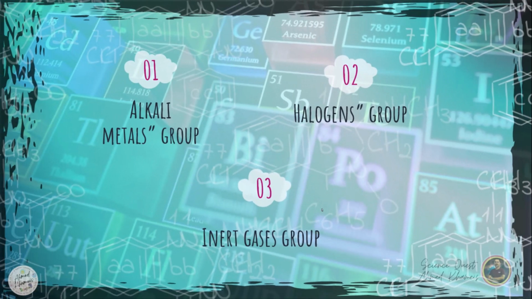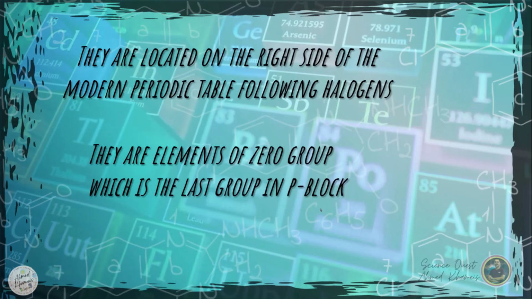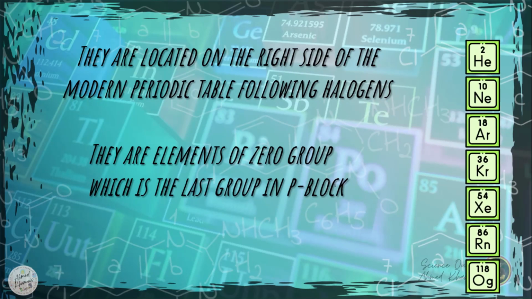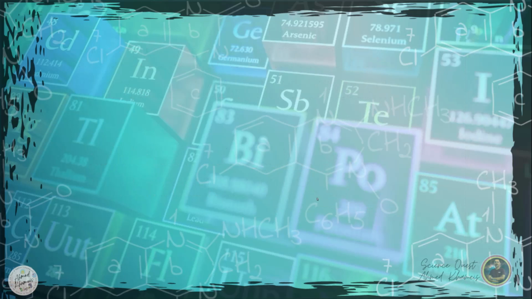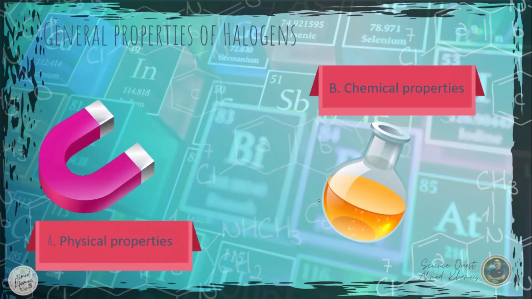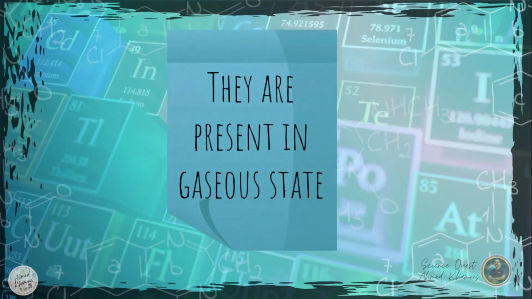The last group will be the inert gas group. They are located on the right side of the modern periodic table, and they are the elements of group 0 in block B. And all of them exist in gaseous state.